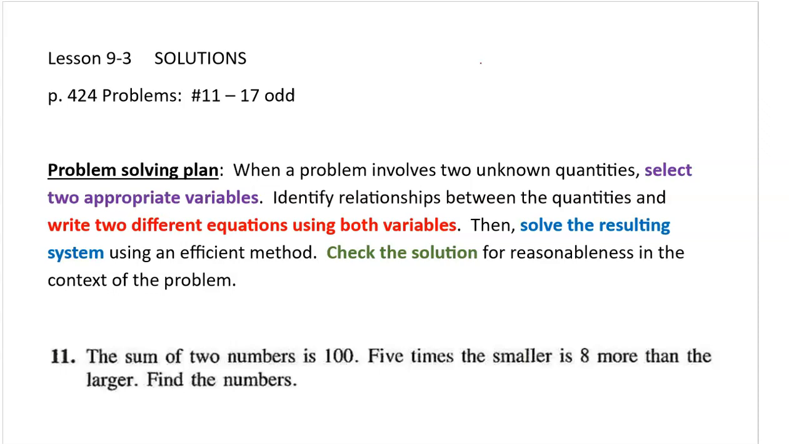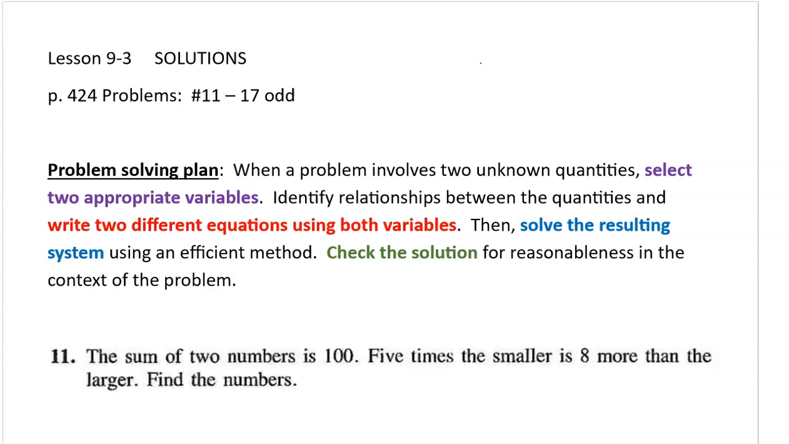Then you'll be given information about relationships involving the two unknown numbers. From those sentences, we can create equations. The result will be two equations that have two variables, and that's called a system, which we can solve with methods that we've been recently practicing.